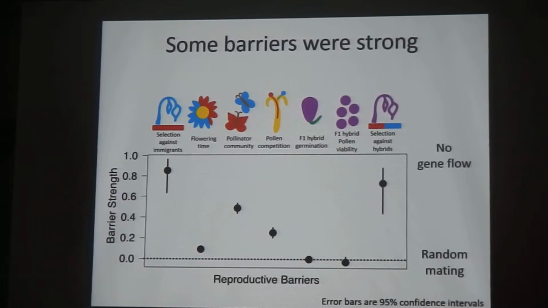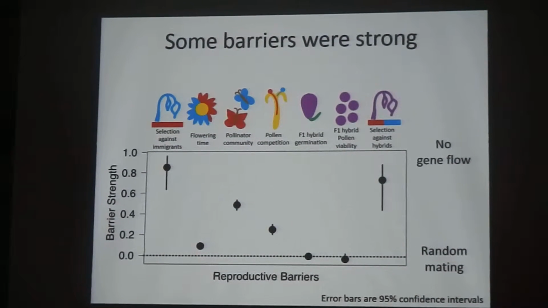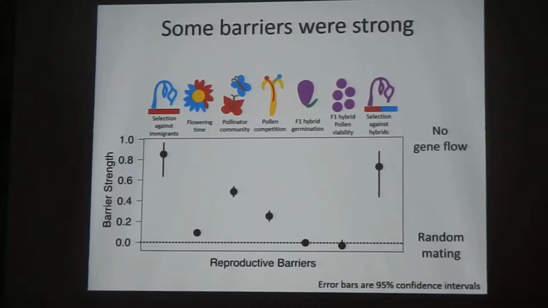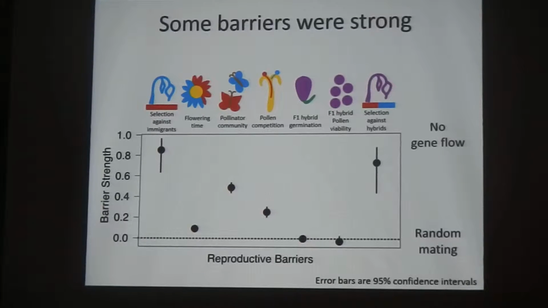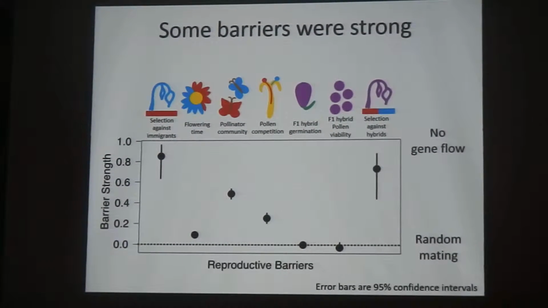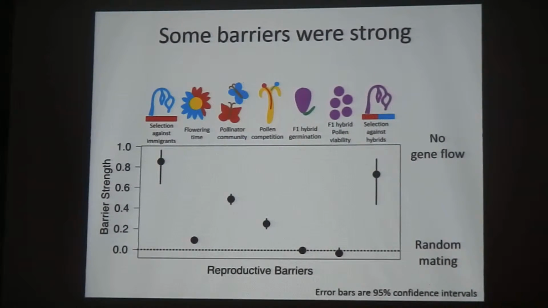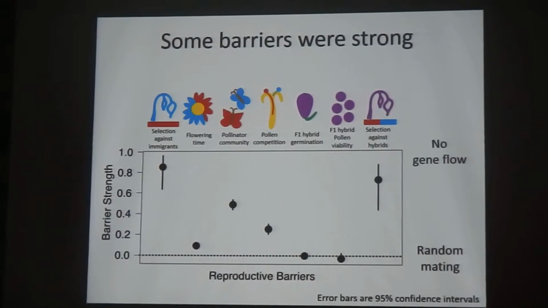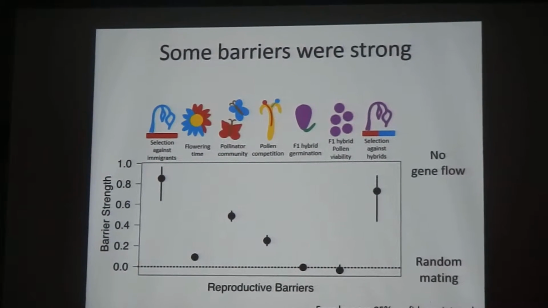The results are that some of the barriers were strong. And the barriers that we found, I think, are pretty consistent with what we would have expected in what we think is a case of ecological speciation with gene flow. So we found strong selection against immigrants, differences in the pollinator communities, selection against hybrids, and perhaps the one surprising thing that we found was strong pollen competition. Okay, so this was really satisfying. Great, we found barriers, awesome, that makes sense.